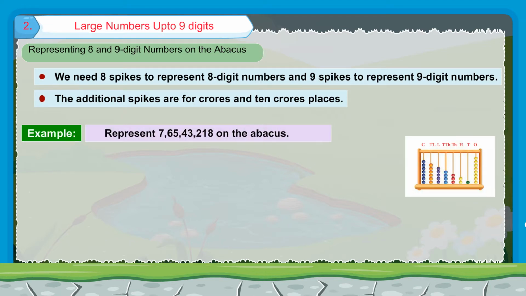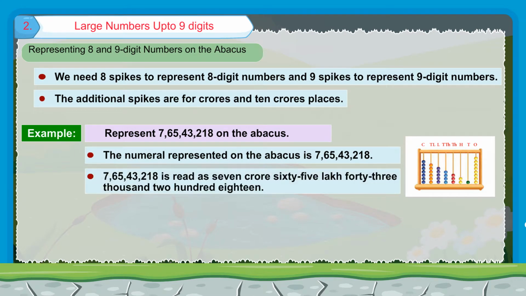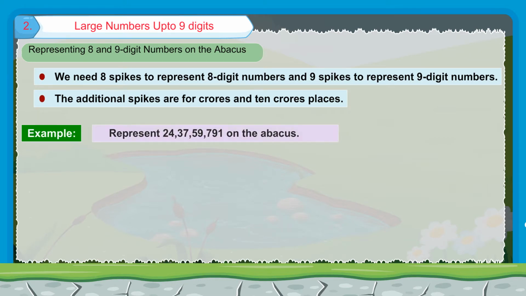Example: represent 7,65,43,218 on the abacus. The numeral represented on the abacus is 7,65,43,218. 7,65,43,218 is read as 7,65,43,218.